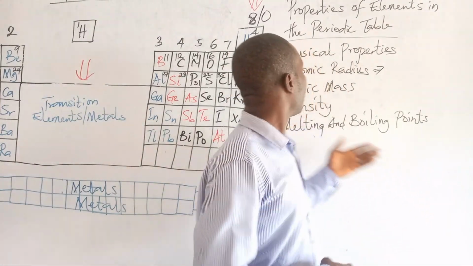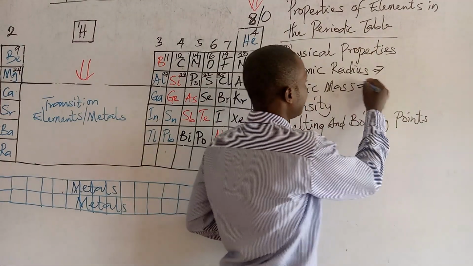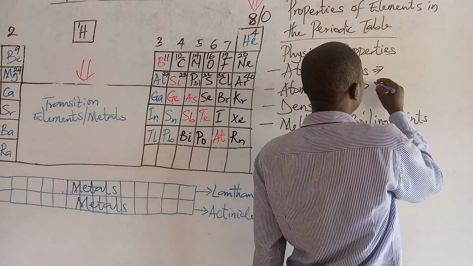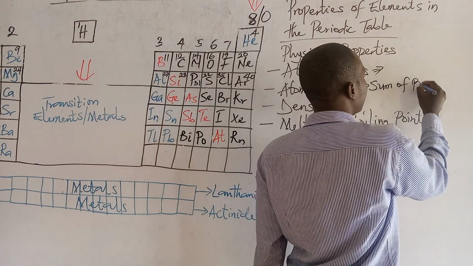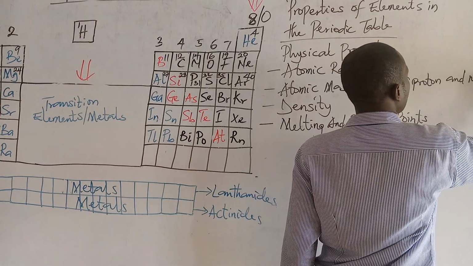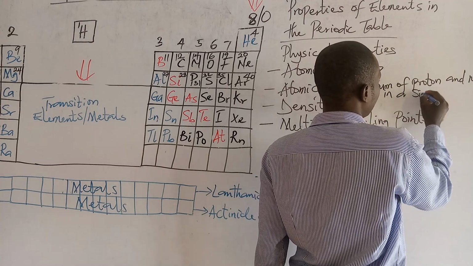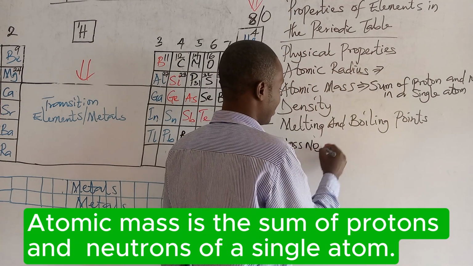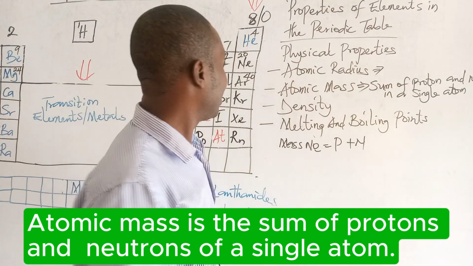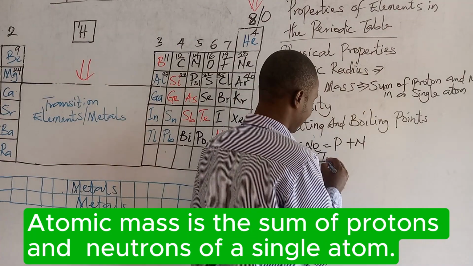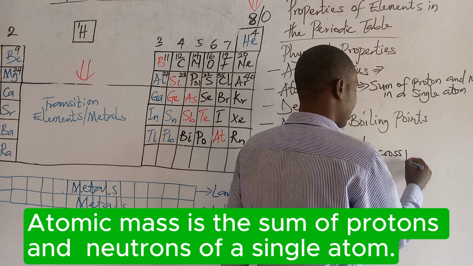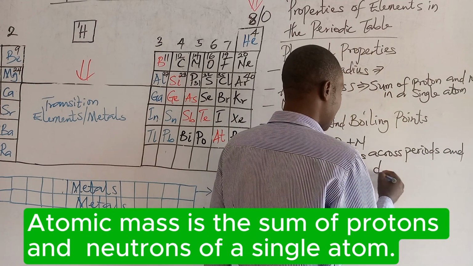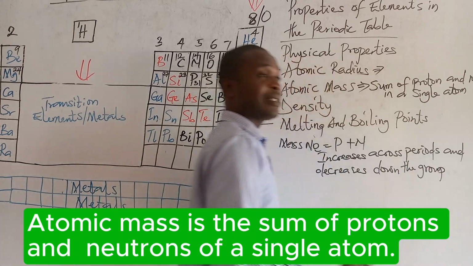Now let us talk about atomic mass. If you follow our last class where we did calculation of atomic mass, proton number, and electron number, you will recollect that we said atomic mass is the sum of protons and neutrons in a single atom. So remember we said here that mass number, that's the same as atomic mass, equals proton number plus neutron number. And in the periodic table, atomic mass increases across periods and decreases down the group. It increases across period, that is the atomic mass.